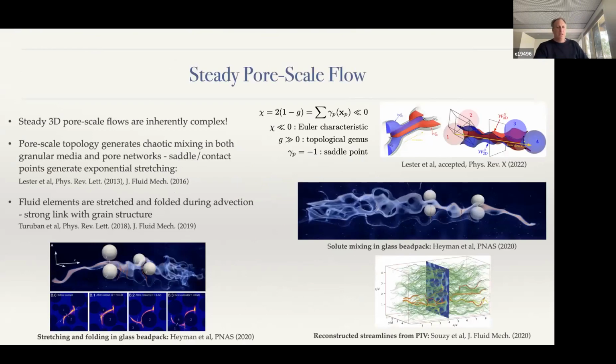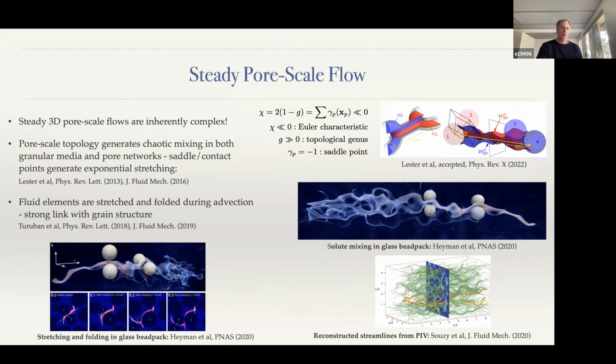If we consider steady pore scale flow, we found, and as we stated on the first slide, that these are inherently complex. Previous work that our group has performed has found that the pore scale topology, whether we talk about porous networks or granular media, will generate chaotic mixing under steady flow. And this is due to the presence of saddle points or contact points that generate exponential stretching of fluid elements. So for granular materials, the contact points between grains act as a saddle type point, and associated with that saddle type point is strong exponential stretching of the fluid locally.